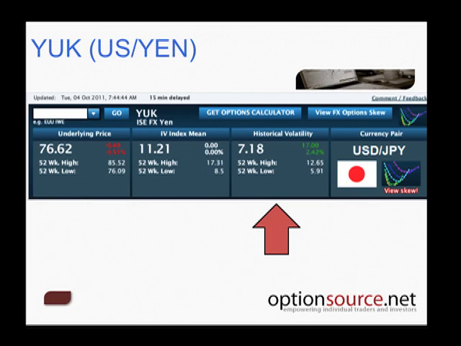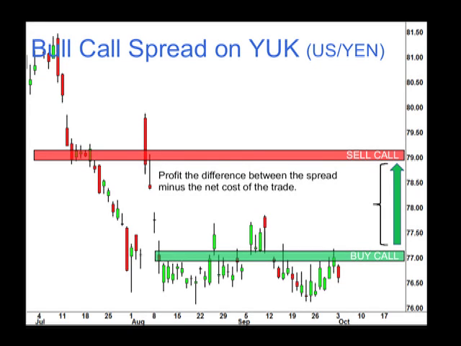So you can see here, and this actually is what I found very interesting when I was looking at creating this strategy, that the historical volatility of the YUK is actually quite low. It's around 7.18. And just to go back to the previous slide, you can see here within our chart, this price action has been taking place in a very, very narrow range.